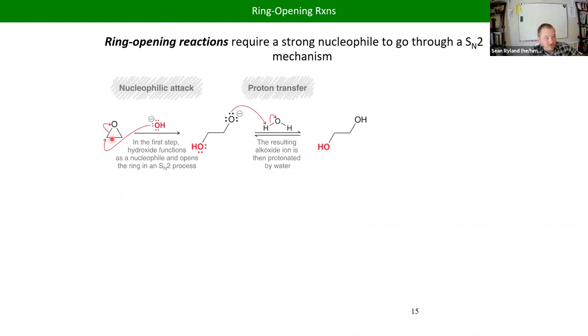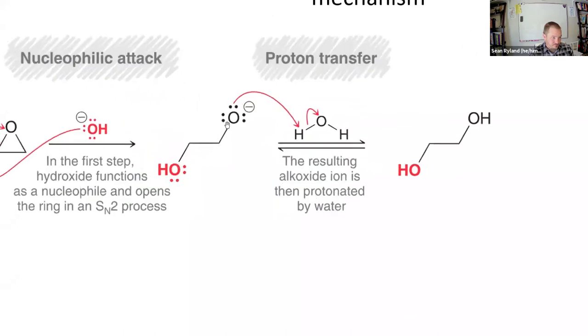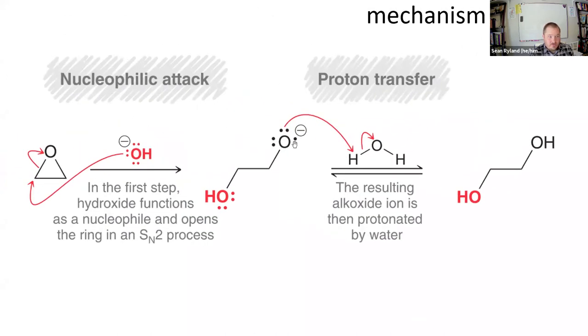So if you start with ethene epoxide, or sorry, epoxy ethane, and you bring in hydroxide, that hydroxide is just going to act as a nucleophile, your leaving group leaves, and you wind up with that ring opening, and then you just need a quick proton transfer to make it neutral.